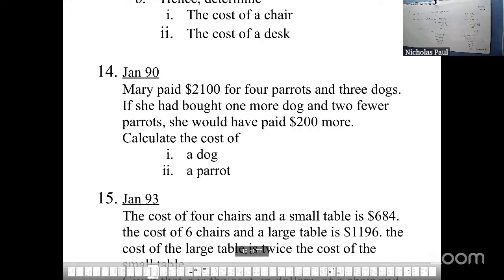Right, give me a minute again. I want to see what you get. Of course, use P for parrot and D for dog, right? Yeah, sure.